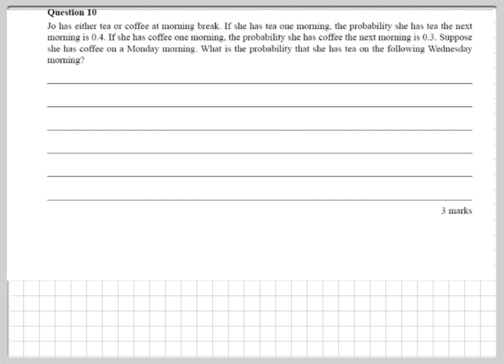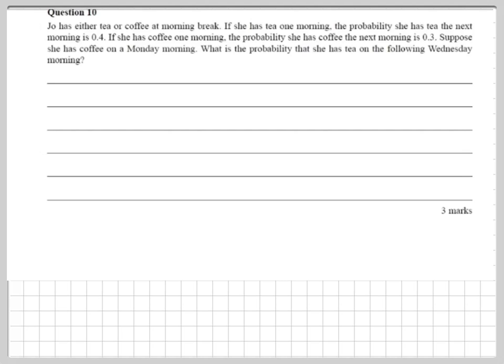Yes, it is. Now, what's this last thing that they're going to throw at us? Well, it's worth 3 marks, and it looks like tea or coffee here. Tea one morning, the probability the next morning she has tea is 0.4. Coffee one morning, the probability that she has coffee the next morning is 0.3. Suppose she has coffee on Monday morning, what is the probability that she has tea on the following Wednesday morning? Look, guys, this is a conditional probability thing. It's a Markov chain thingy, but in exam 1, please do not do matrices. Just do a tree diagram. You'll save yourself a lot of grief, I'm telling you.